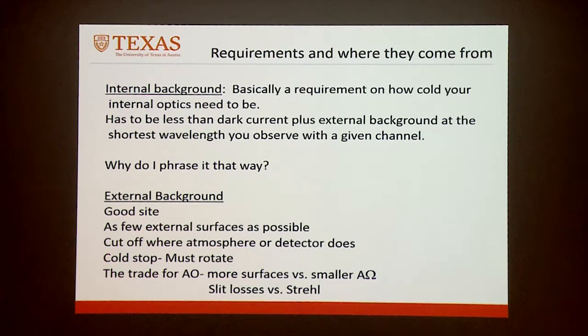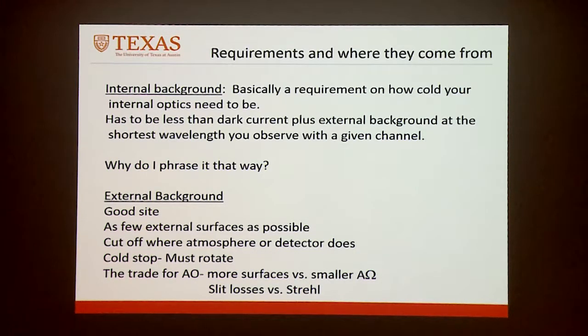The internal background is another issue. You have to cool the instrument down, otherwise the radiation from the ambient light inside the instrument will destroy your signal. And so this internal background is really a question of how cold you want your optics to be. And there's a pretty simple rule of thumb, which is that the temperature has to be such that the background is less than the dark current plus the external background at the shortest wavelength you observe within a given channel.